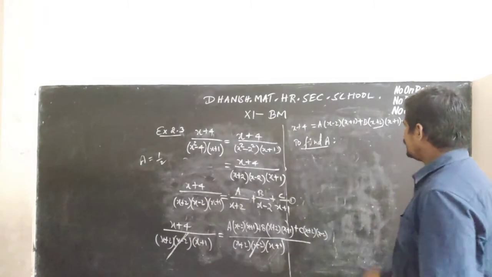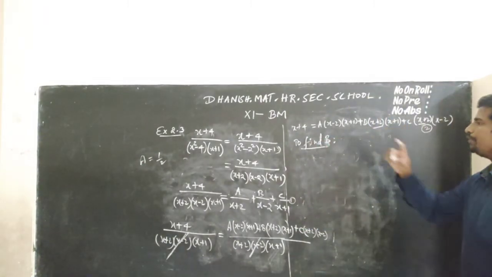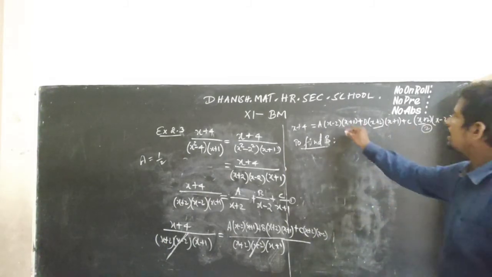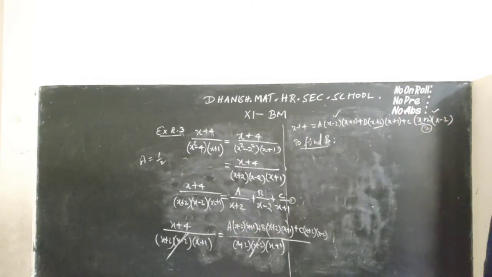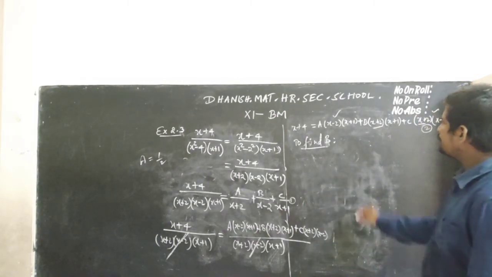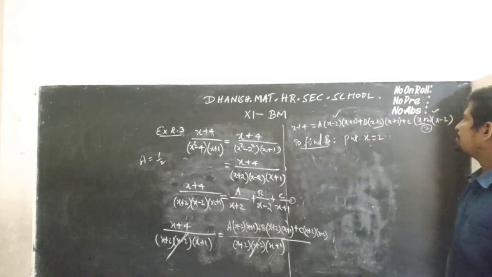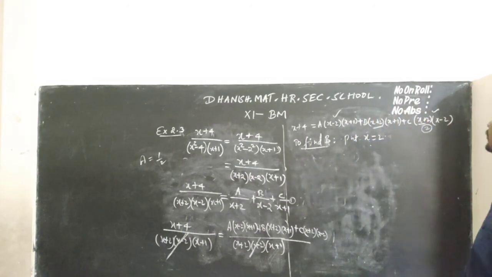Now, to find b. If you want to find b, the a and c terms should become 0. Look at the a and c terms. Here, x minus 2 is the common factor. So, I am going to put x as 2. If we put x as 2, then a and c terms will become 0.